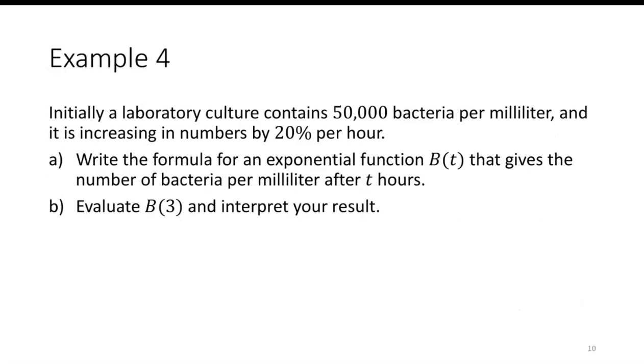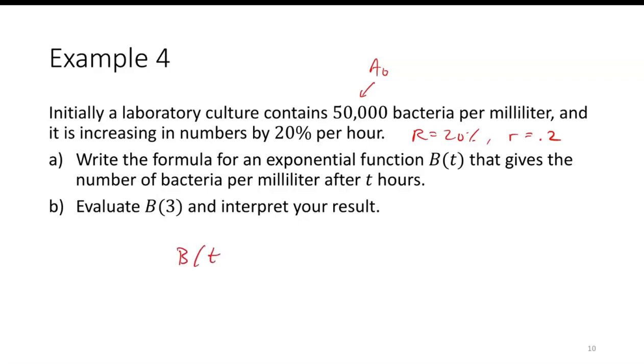So initially, a laboratory culture contains 50,000 bacteria per milliliter. So you can think of this as my initial amount, and it is increasing in numbers by 20% per hour. So I could say R is equal to 20%, or that little r is 0.2. Write the formula for an exponential function called B of t that gives the number of bacteria per milliliter after t hours.